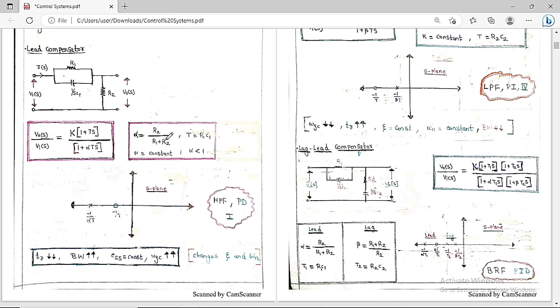You can see the denominator is higher compared to the numerator, therefore the alpha value is always less than 1. The time constant T is R1 C1, K is a constant, and alpha is R2 by R1 plus R2. These you have to keep in mind. Now if we plot the zero and the pole, the numerator root is called the zero and the denominator root is called the pole.